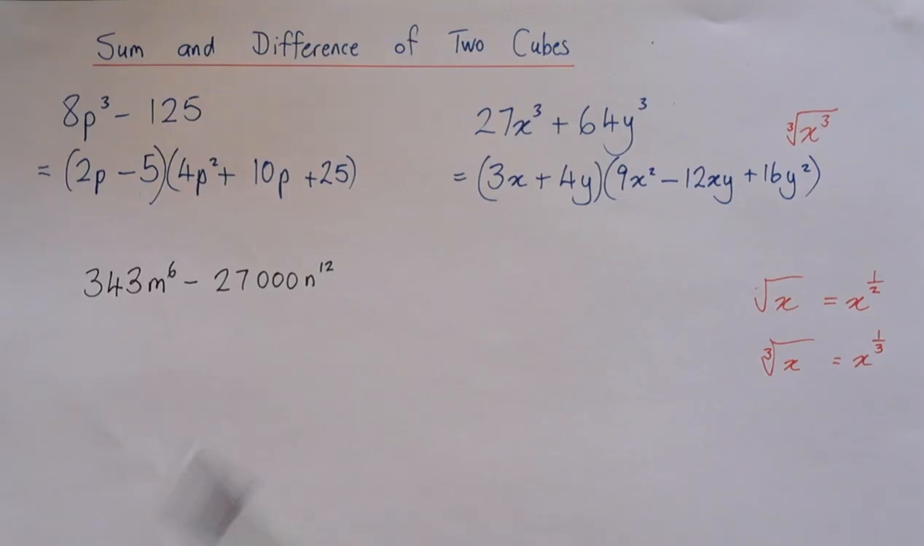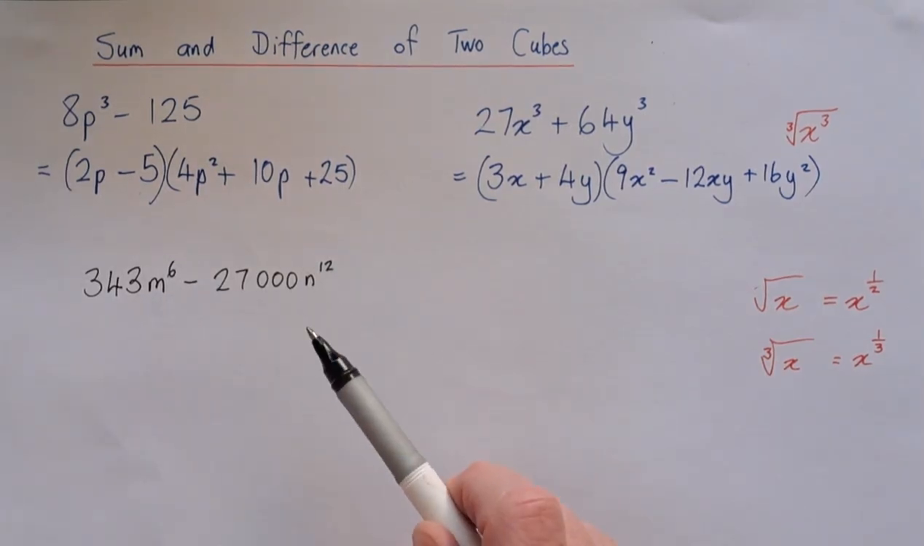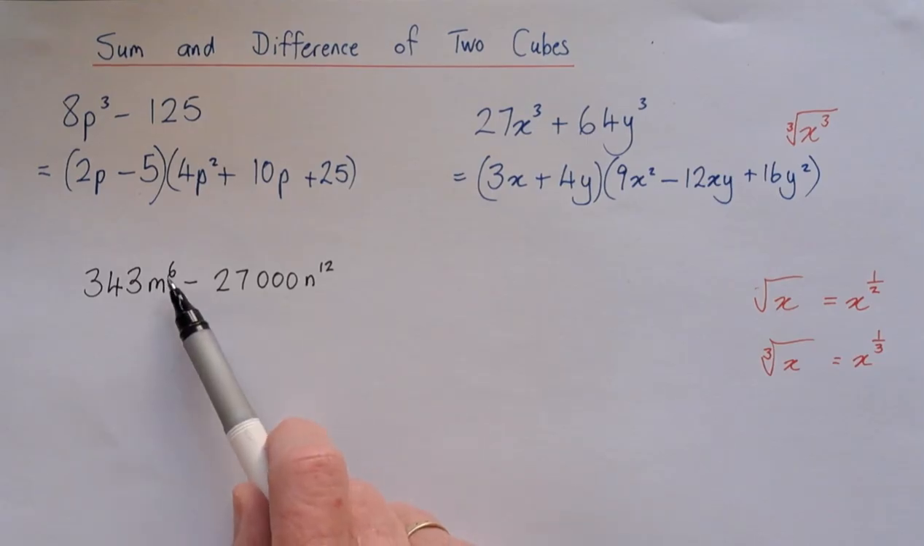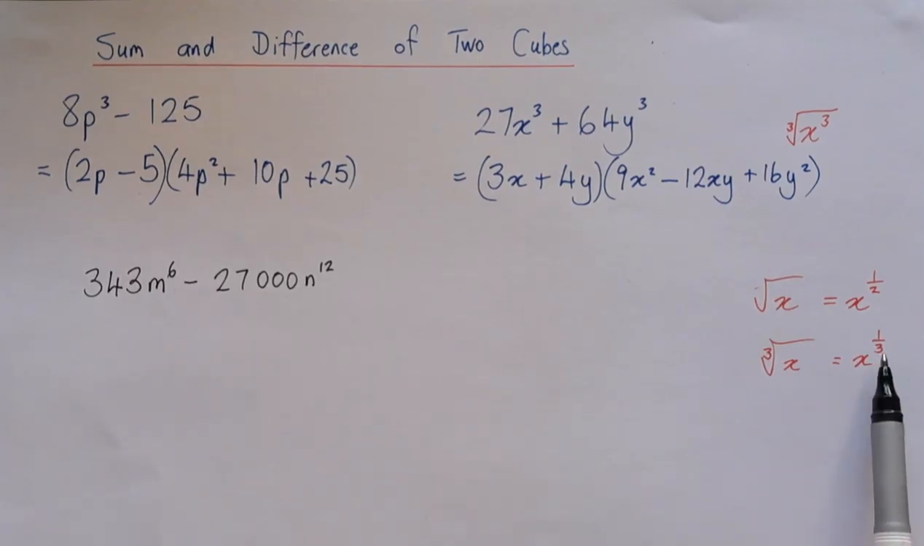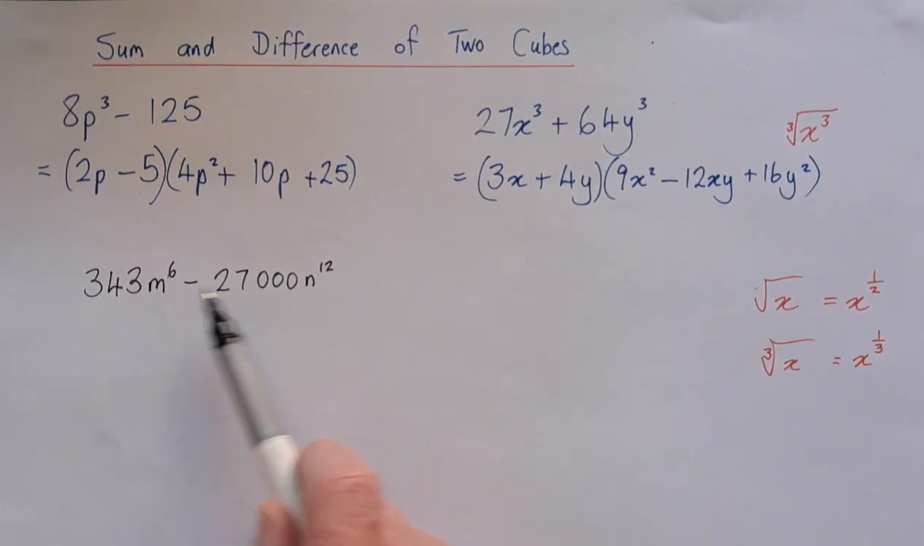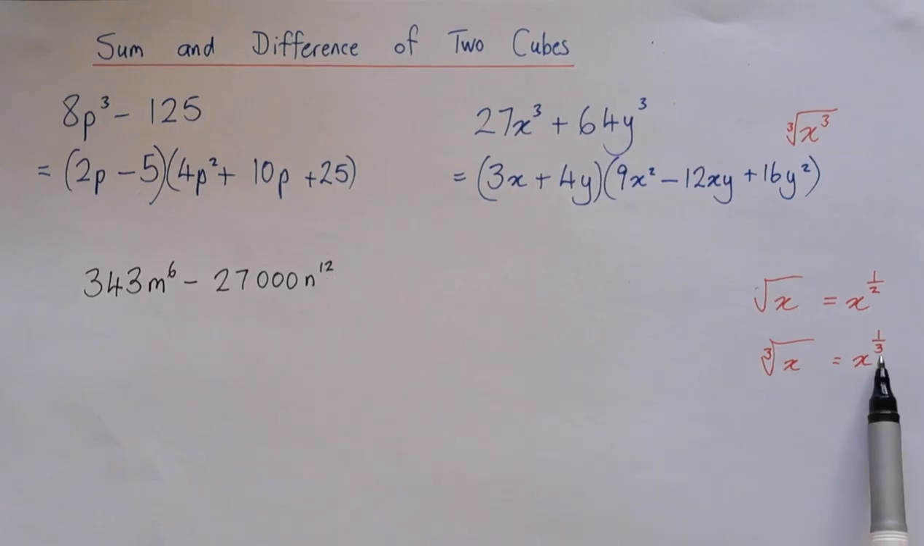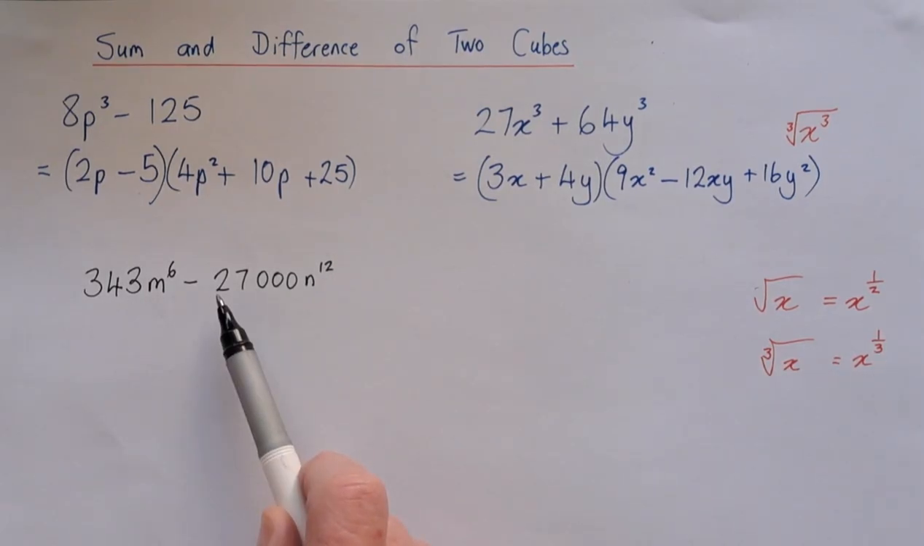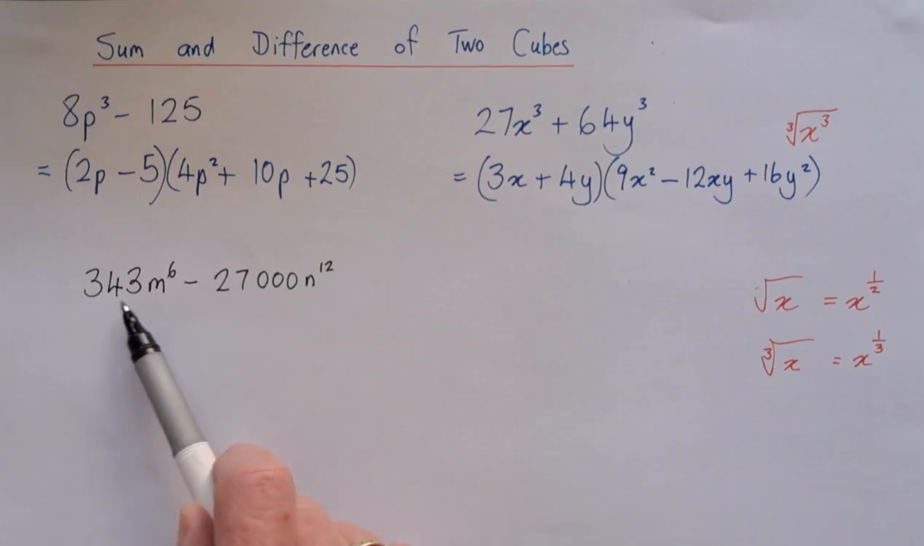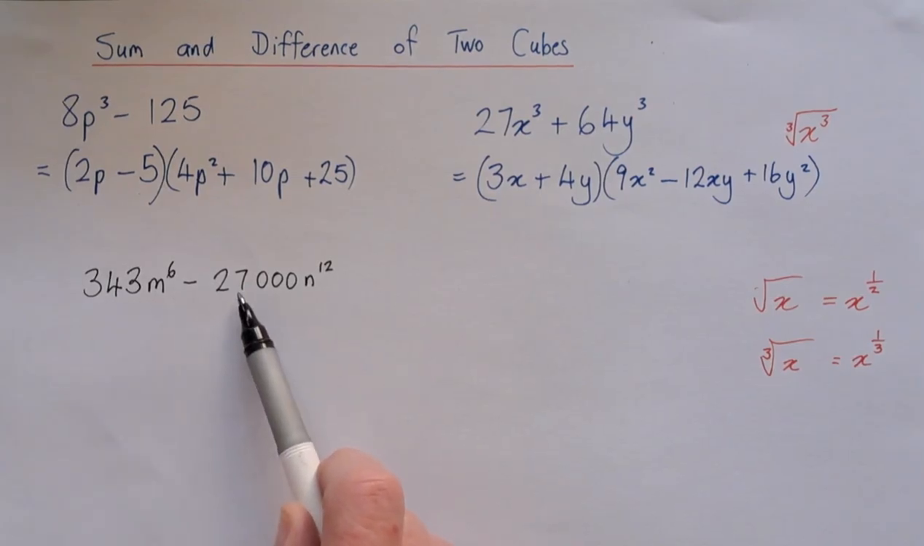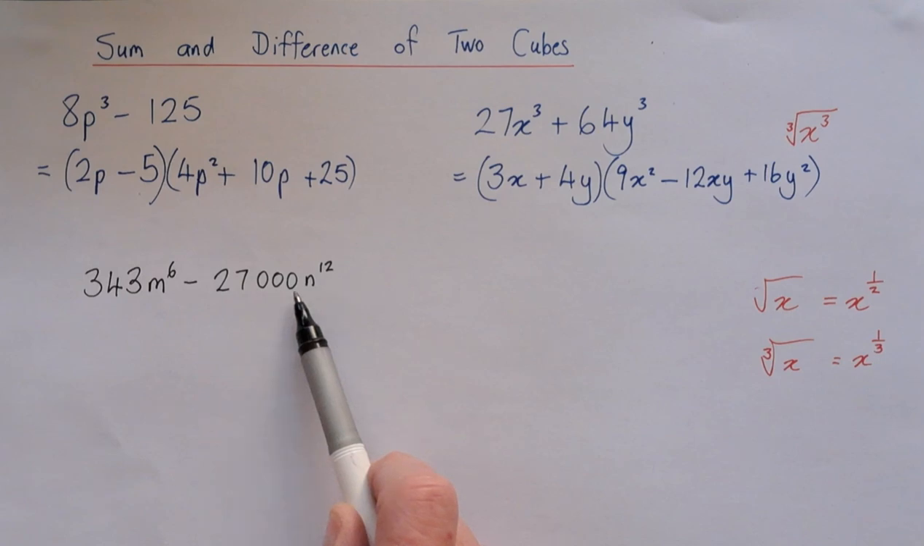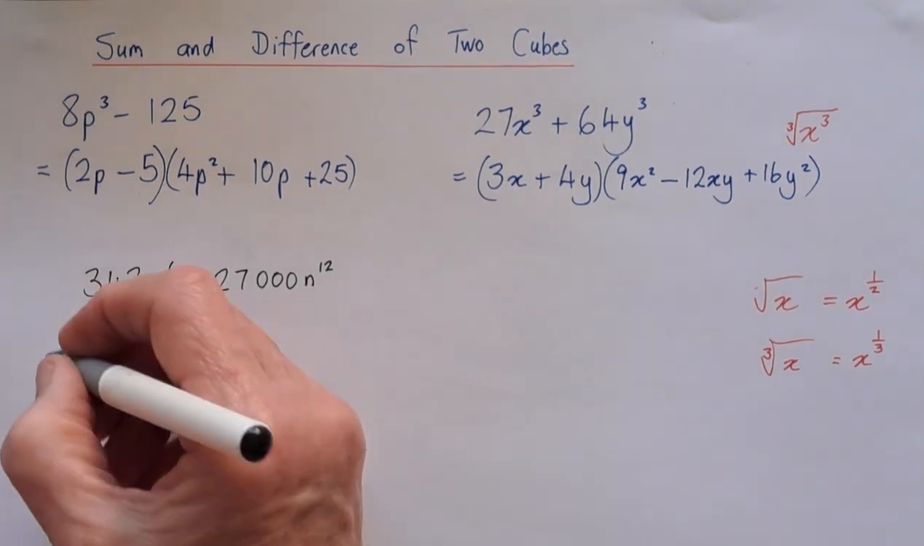So that's how we check whether these m to the power of 6 and m to the power of 12 are perfect cubes. Can 6 be divided by 3 exactly? Yes, it can, so it's a perfect cube. Can 12 be divided by 3 exactly? Yes, it can. And you should be recognizing that that is a perfect cube. I'm sure you're recognizing that 27 is a perfect cube, but now we've got 27,000. So let's deal with that when we get to it.